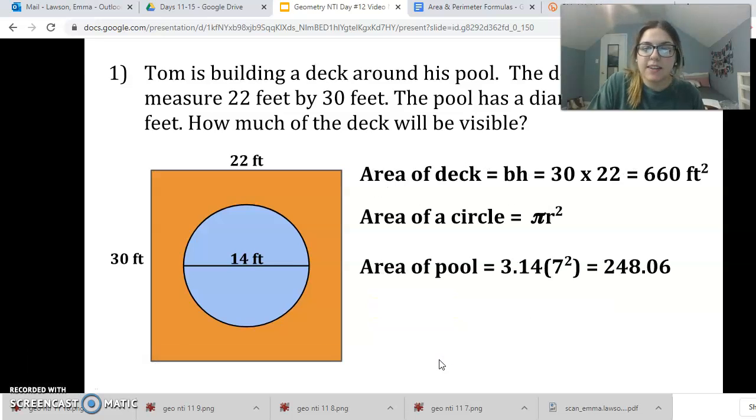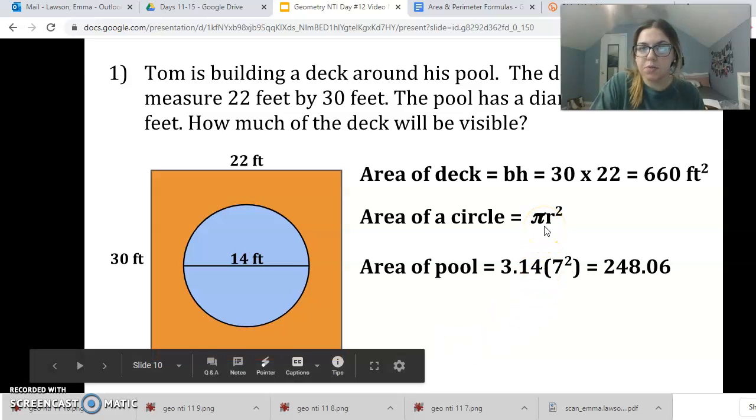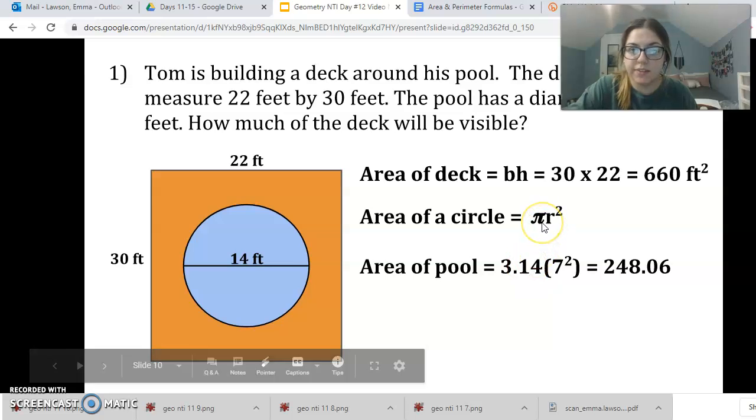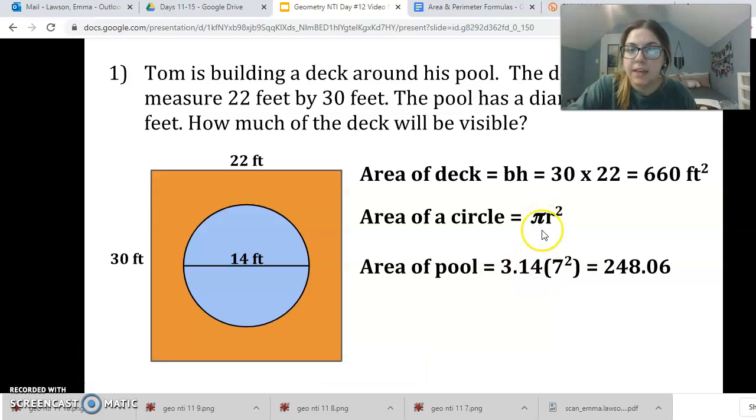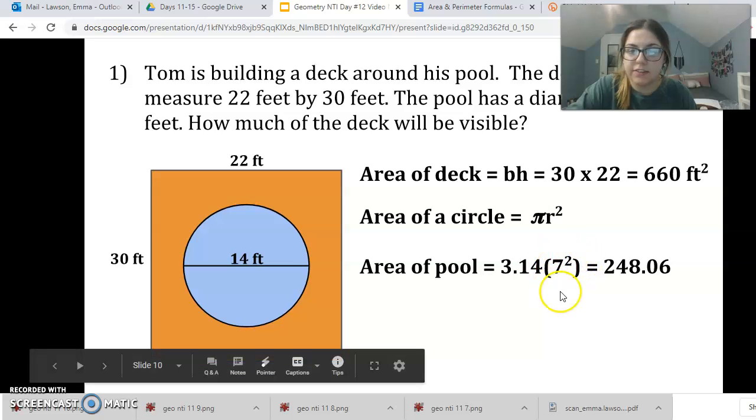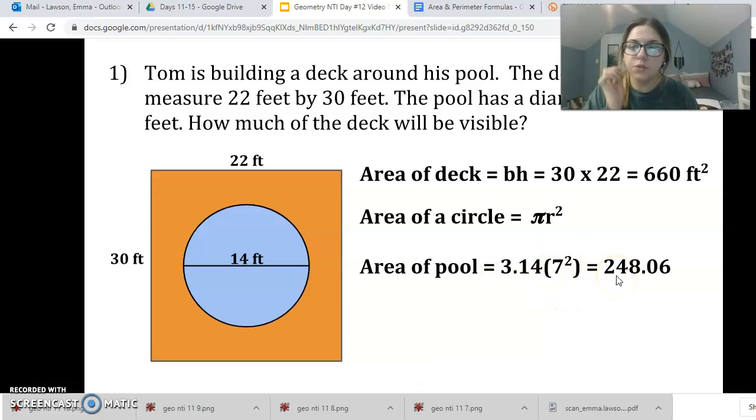Now that I know the radius, I can plug it into the circle formula for the area. The area of my pool is going to be 3.14, because that is the value of pi that we're going to use, times the radius squared, which is 7 squared. And that equals 153.86 feet squared. So I found the area of the deck, and then I found the area of the circle. And you've got to remember, you have to get the radius. Sometimes it'll give you the diameter, so you have to find the radius first.